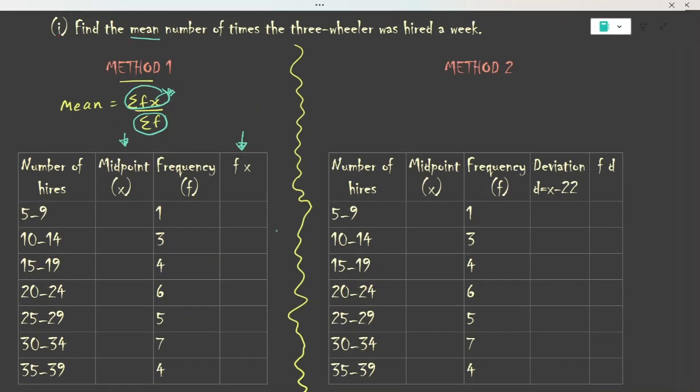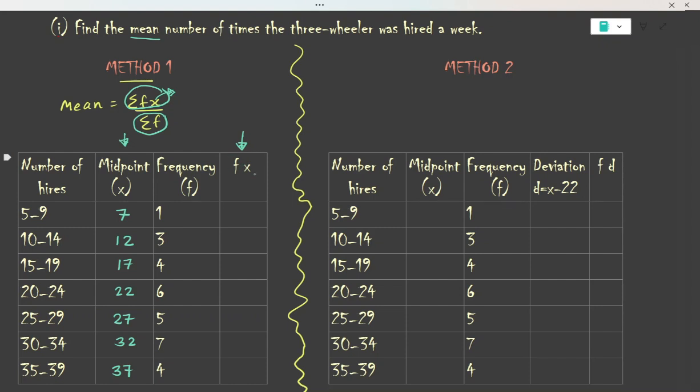Now let's complete this table. For class 5 to 9, the midpoint is 5 plus 9 divided by 2, that is 7. Class 10 to 14, the midpoint is 10 plus 14 divided by 2, that is 12. Similarly, let's complete the other values also. After completing the x column, now we can move into the fx column.